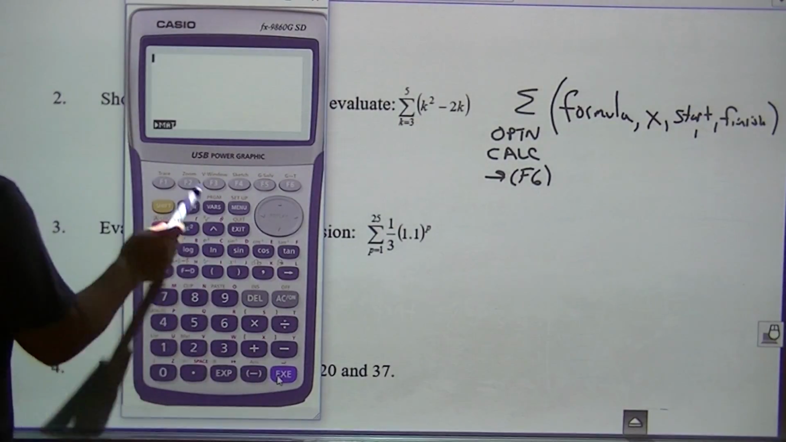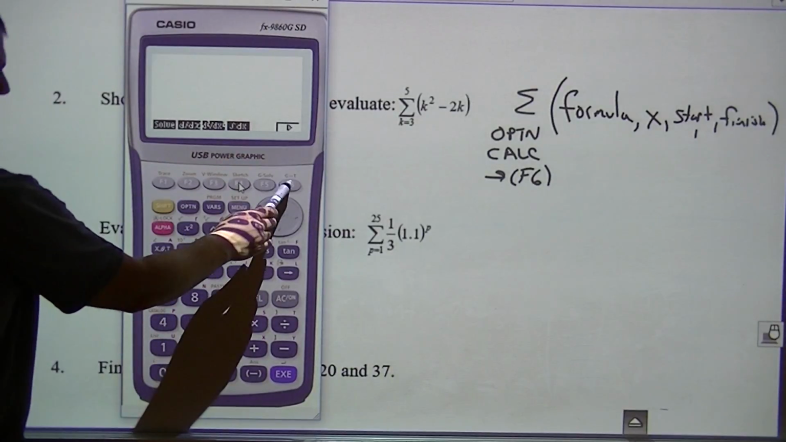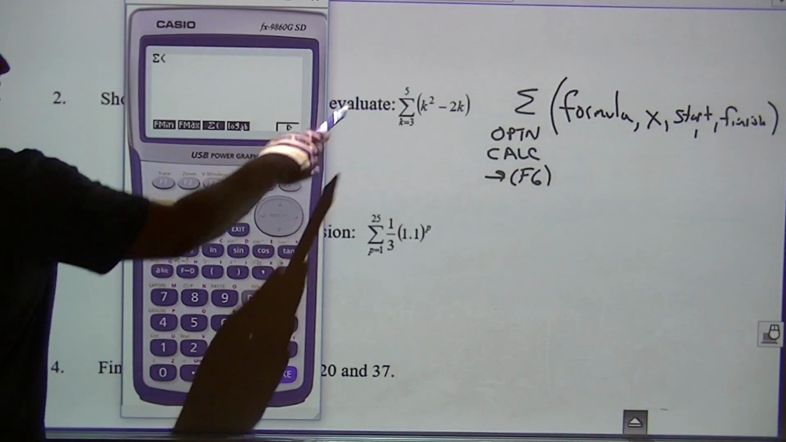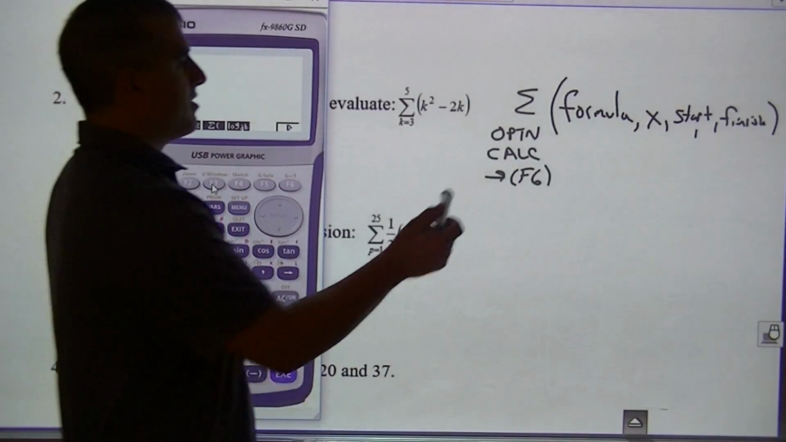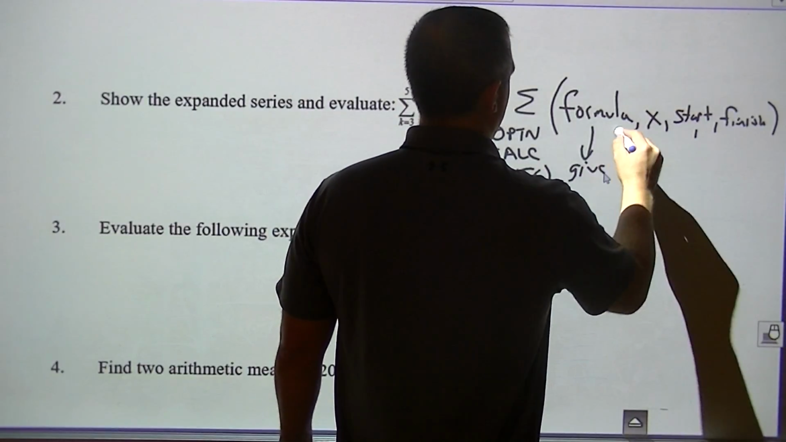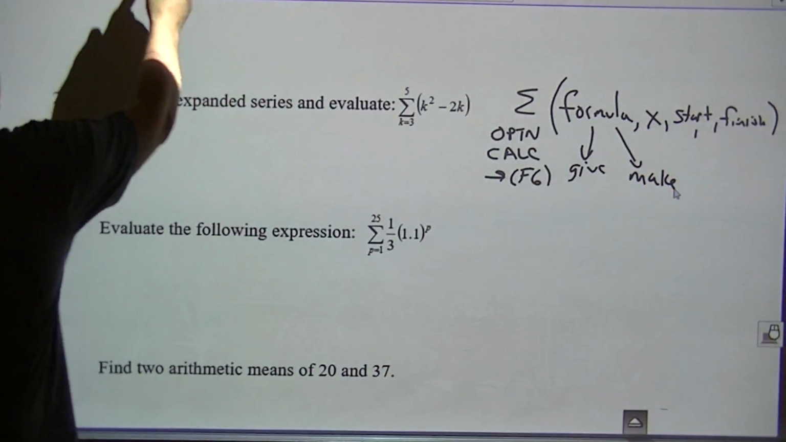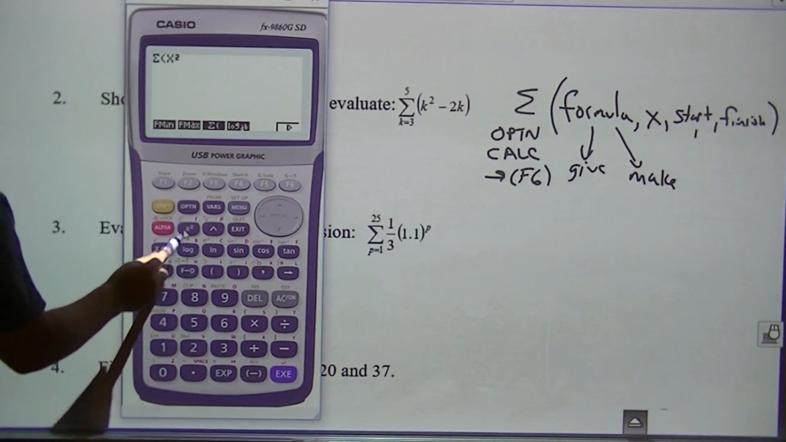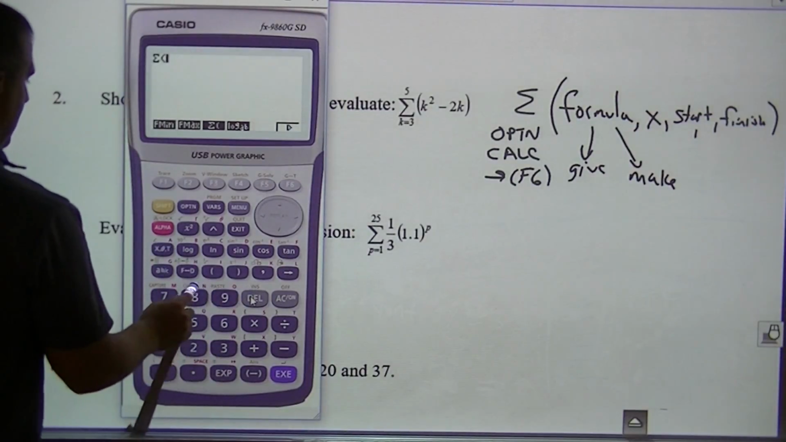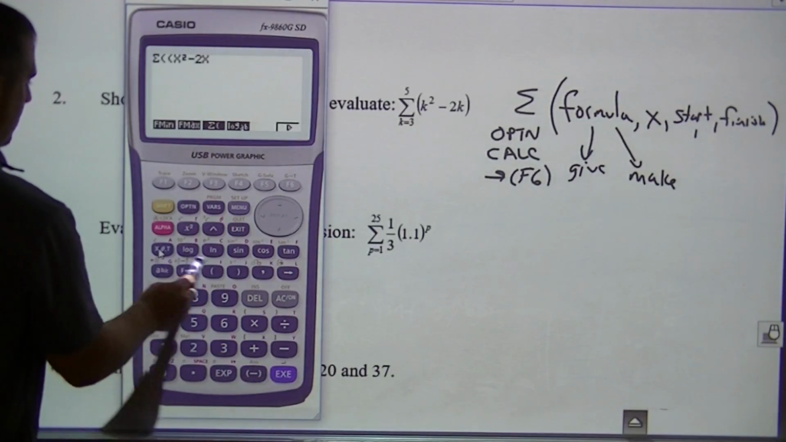I'm going to go to option, then calc, which is F4. I'm going to scroll, which is F6, and I'm going to choose this sigma. Now, with this formula, they're either going to give you one or you're going to have to make one. If they give you that one, just use that. So I'm going to use x squared, minus 2x, closing parentheses.